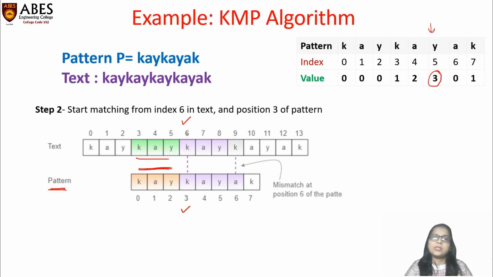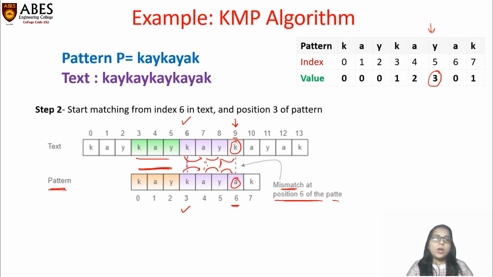Now the value at the 6th index in the text is compared with the value at the 3rd index in the pattern. Again, this is matched. This goes similar to any other matching algorithm. So we move to the next value. There is a match, so we move to the next value. There is a match. Now we see this does not match. So there is a mismatch at position 6 of the pattern, and the index here is 9.